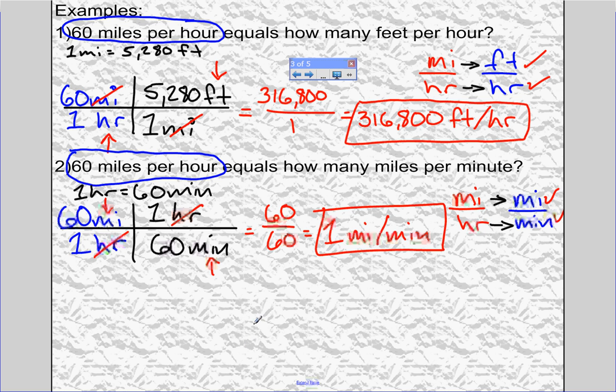All right. So both of these problems just required one conversion. Now I'm going to show you two examples where we're going to have two conversions in the same problem. So let's look at those.